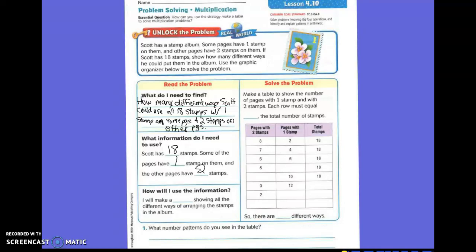Okay. How are we going to use this information? I will make a blank. What did it ask us to make? What is the story above? Organizer. Do you know what this thing is called instead of a graphic organizer? Look at this. Solve a problem. Make a Table. Okay, this is a table. Yes, it's also a graphic organizer, but it's also a table. The table is the graphic organizer.